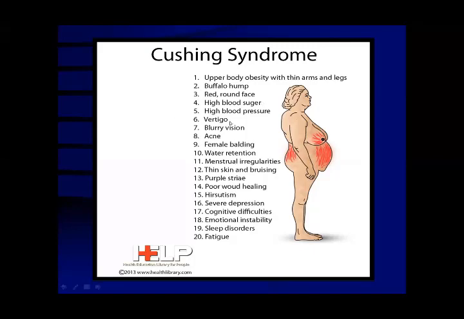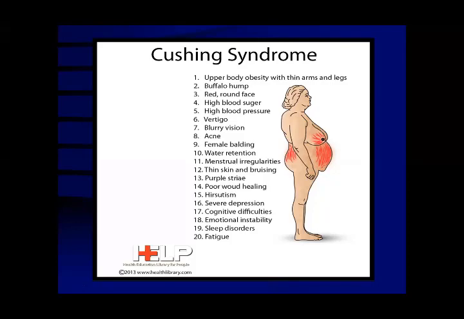There is vertigo, high blood pressure. High blood pressure because of the increased effect of cortisol on the blood vessels, blurry vision, acne, female balding, water retention. It causes the retention of water inside. Kidneys are not functioning properly, so it causes water retention.